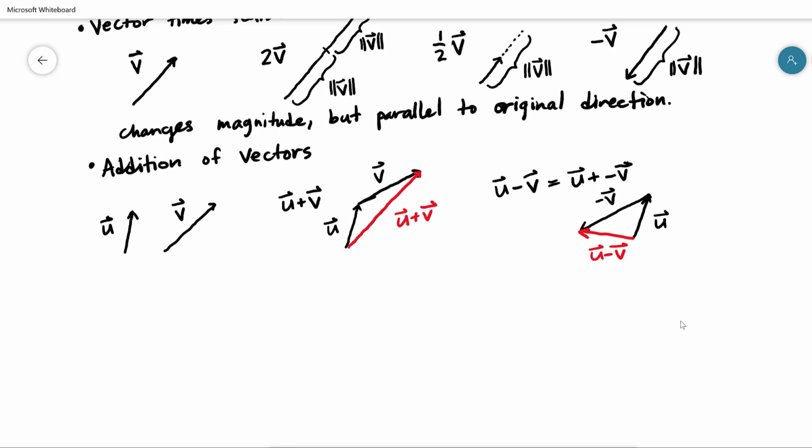And the important thing is that two vectors are equal. And I guess I should have mentioned this maybe even earlier, but this is maybe a good place otherwise. Two vectors are equal if they have the same direction and magnitude.